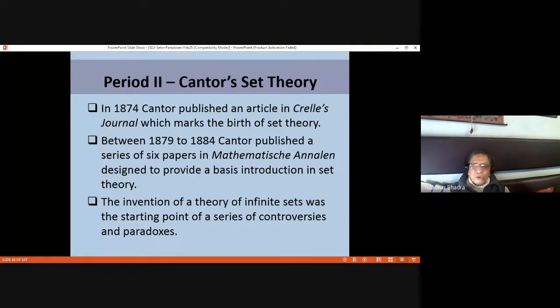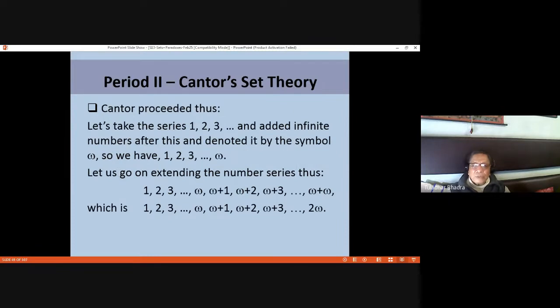Period 2, Cantor. In 1874, Cantor published an article in Crelle's journal, which marks the birth of set theory. Between 1879 and 1884, Cantor published a series of 6 papers in Mathematische Annalen, designed to provide a basic introduction to set theory. The invention of a theory of infinite sets was the starting point of a series of controversies and paradoxes.